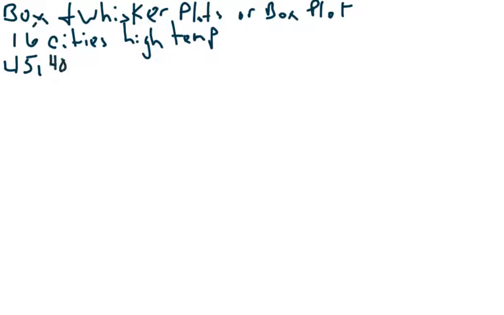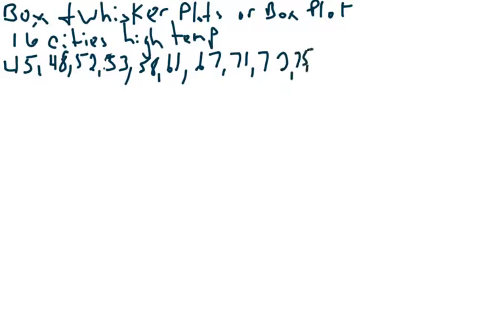So I'm going to write them. 45, 48. If you got a piece of paper out, it'd be a good idea if you wrote them down also. 50, 52, 53, 58, 61, 67, 71, 72, 75, 78, 79, 79, 82, 83, and 85. Okay. That is my 16 pieces of data.